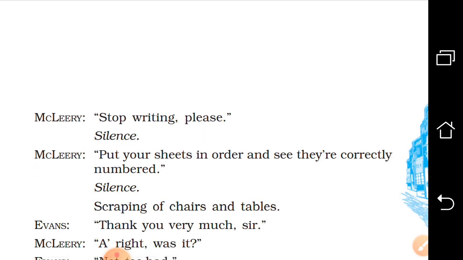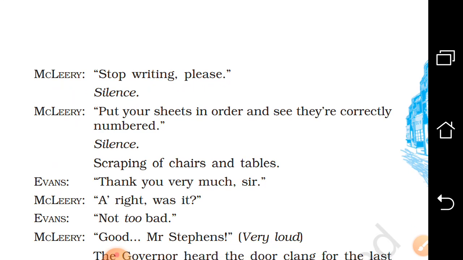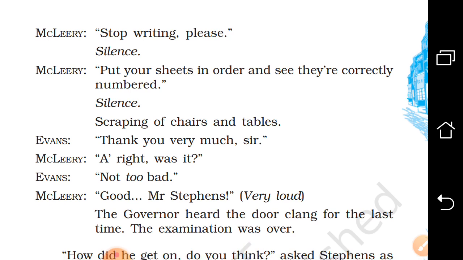McClary, stop writing, please. Silence. McClary, put your sheets in order and see they are correctly numbered. Silence. Dear children, you know this is the way your teachers also instruct you. Scraping of chairs and tables could be heard by the governor.